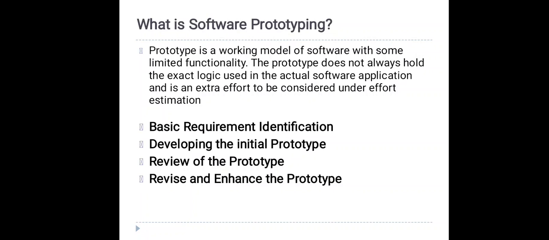Horizontal prototypes are used to get more information on the user interface level and the business requirements. They can even be presented in sales demos to get business in the market. Vertical prototypes are technical in nature and are used to get details of the exact functioning of the subsystems, for example, database requirements, interactions, and data processing loads in a given subsystem.